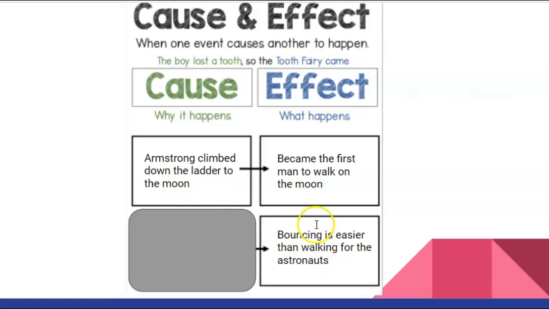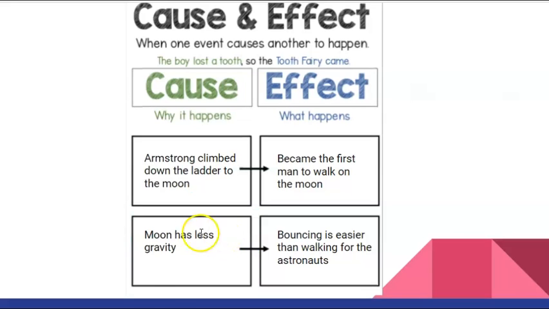This time I've given you the effect and you need to figure out why it happened. Why is bouncing easier than walking for the astronauts? Think back to our story. Let's check and see if you got it right. Because the moon has less gravity. Bouncing is easier than walking for the astronauts because the moon has less gravity. Or you could say, the moon has less gravity, so bouncing is easier than walking.